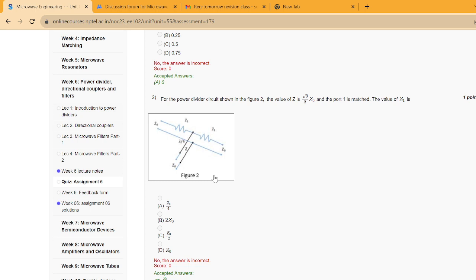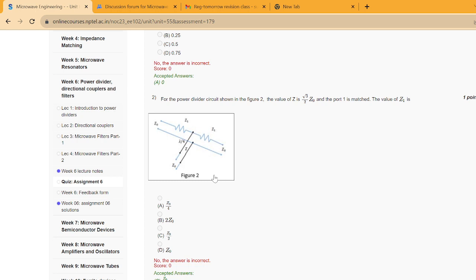So, what do we do? Z1 plus Z0 by 2 is equal to Z0. From that, you can deduce... Okay, just a minute. I made a small mistake here. We forgot the fact that this is a lambda by 4 transformer.